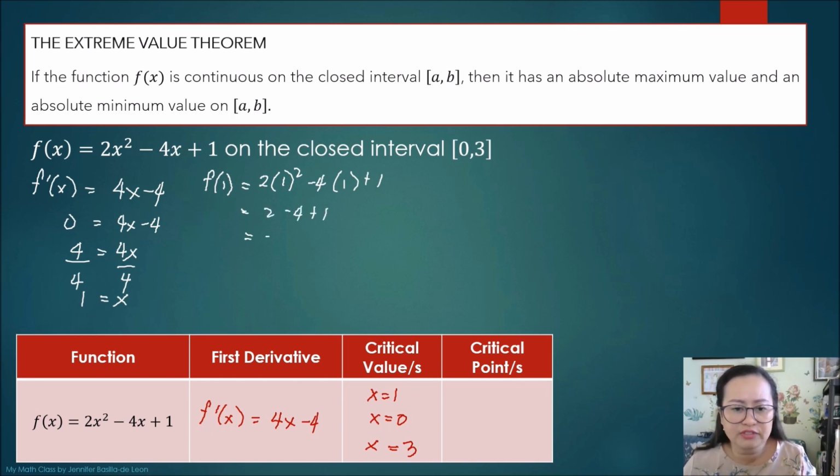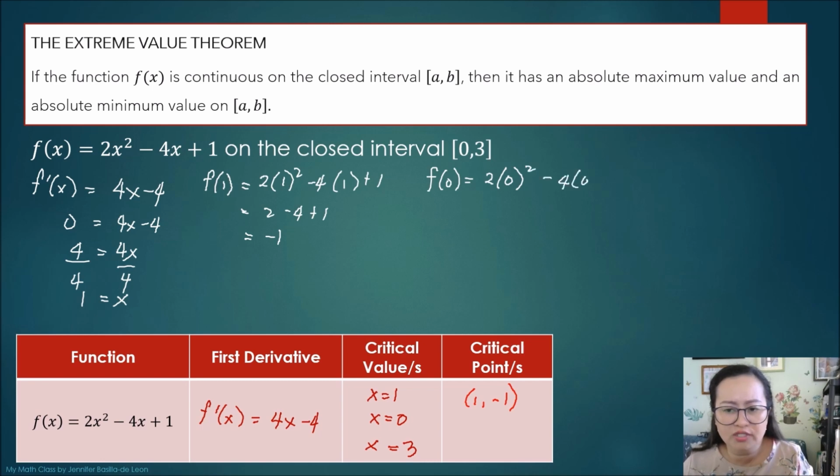We will have negative 1. So the critical point is (1, negative 1). What about when x is equal to 0? Okay, so we will have 2 times the square of 0 minus 4 times 0 plus 1. Simplifying that, that will give you 1. So our critical point would be (0, 1).